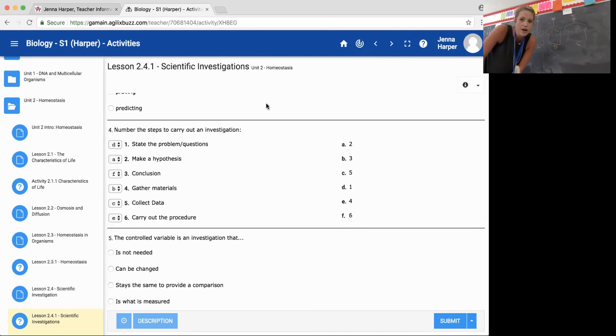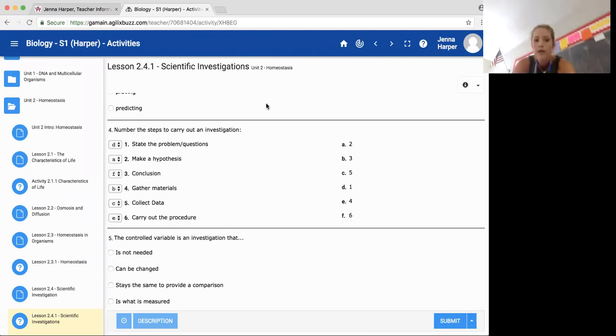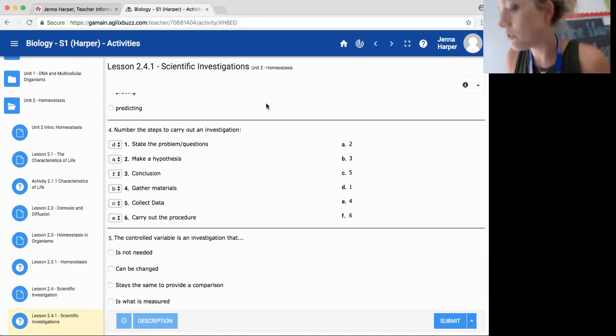We are on number 5 on 2.4.1, and we're talking about that. So we can infer now that fertilizer A is the best because it grew tall. And we know that because we can compare it to my control group, which is not getting anything done to it. Okay? So I hope that helped give you a visual.